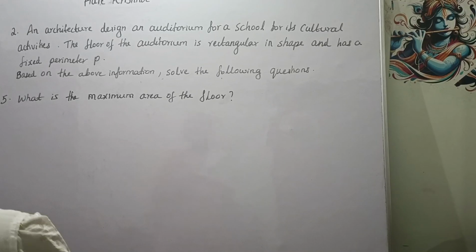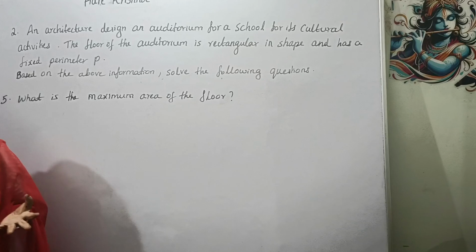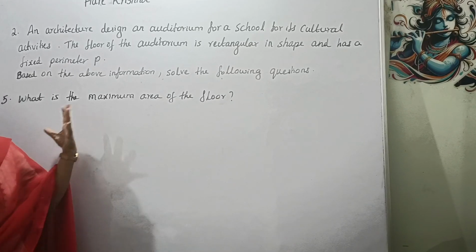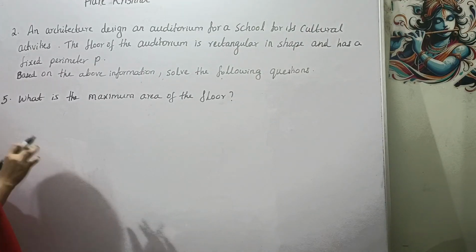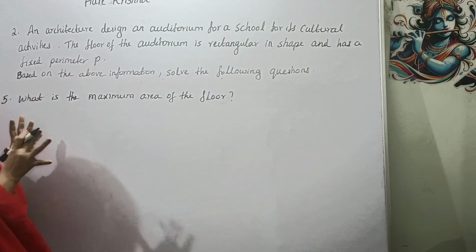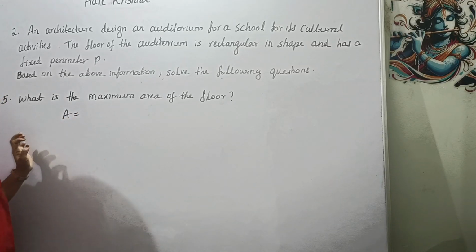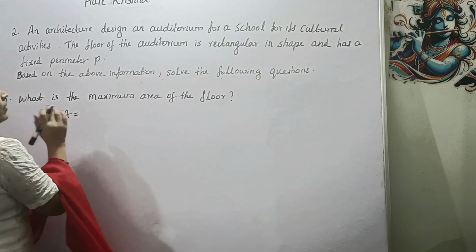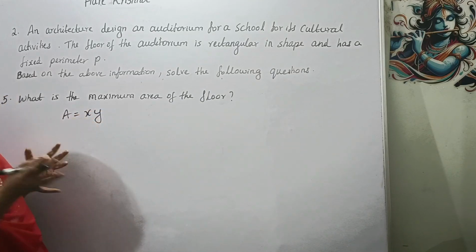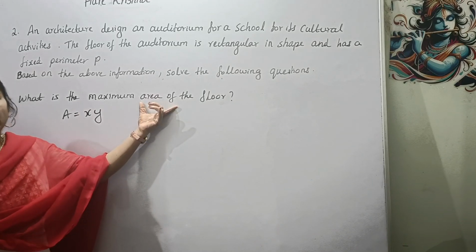Fifth question: what is the maximum area of the floor? We have found that at x is equal to p by 4 and y is equal to p by 4, the area of the floor is maximum, right? So here we have to find the maximum area of the floor. For that, let's write the equation of the area. We know that length into breadth, that is A is equal to x into y. You can also write A as a function of x only, okay?